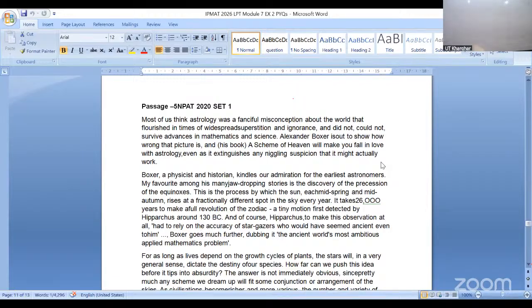So now you can do at least 2 passages of reading comprehension, or 1 passage of reading comprehension plus at least 6 questions of parajumbles and 6 questions of para-completion every day for 1 week before we move on to the next slot. So this week you will focus on reading comprehension, parajumbles, para-completion.